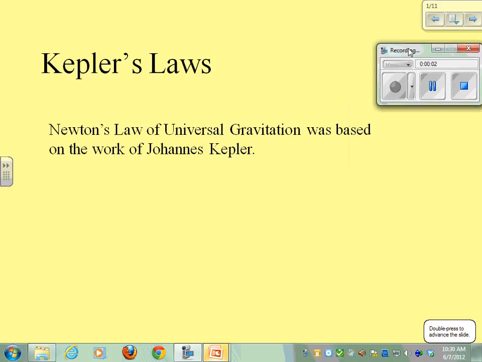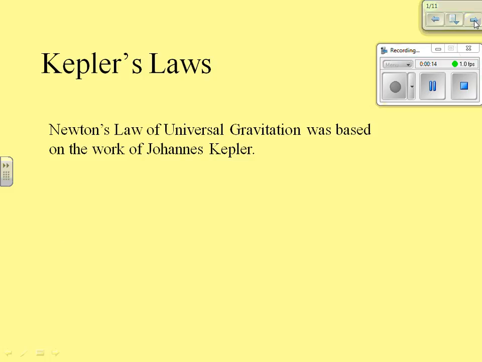So let's just quickly review what we talked about yesterday. You guys can get your notes out from yesterday as I'm going through this. Remember, we talked about Kepler. Kepler was a really good mathematician. Newton based some of his work on Kepler. There he is. He was not the gold-nosed guy. The gold-nosed guy was Tycho Brahe.